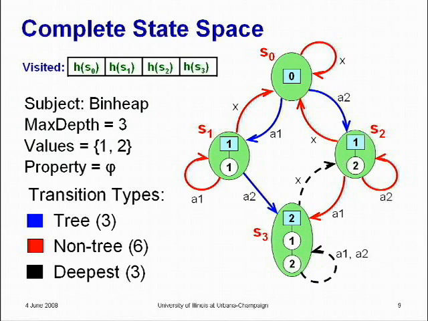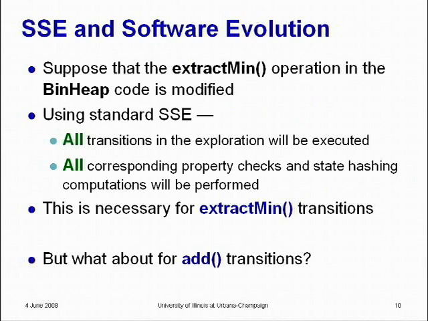Also, some of these are deepest transitions. Deepest means that we are at the end of the exploration. We specify that we want the depth to be 3. So when we execute the 3rd method, we know that we are reaching the end of the exploration. In this case, this happened to be going back to some states we visited, but that's not necessarily true in a general case.